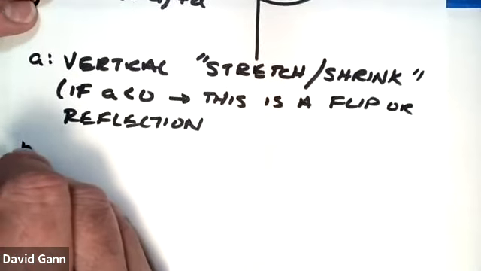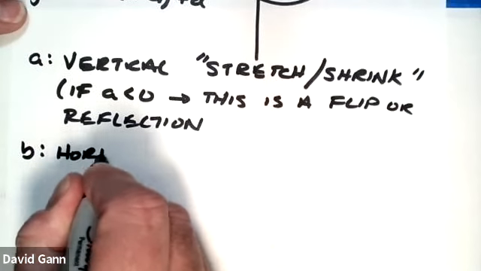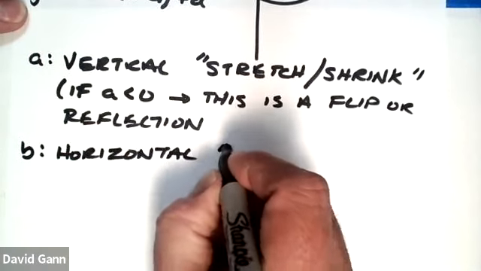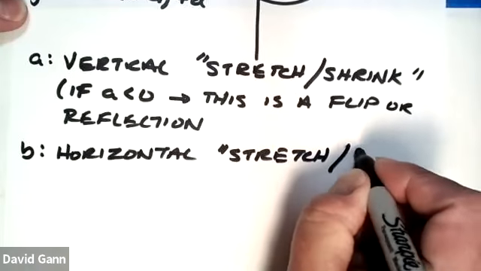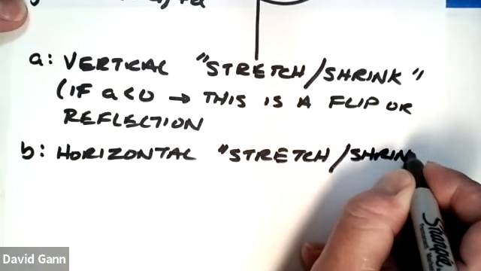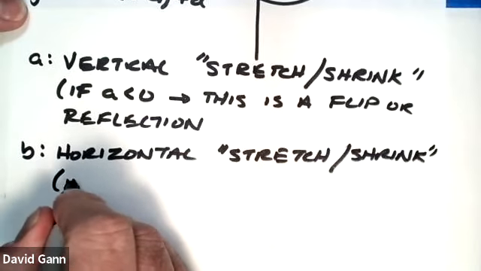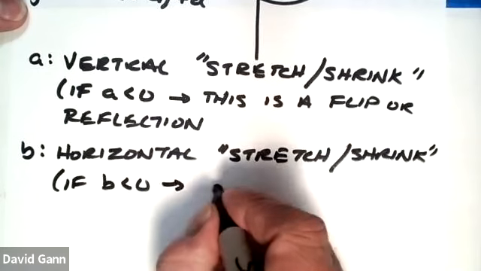What about B? Well, B happens to be a horizontal stretch or shrink, depending on the magnitude. And just like A, if B is less than 0, this is a flip or reflection.